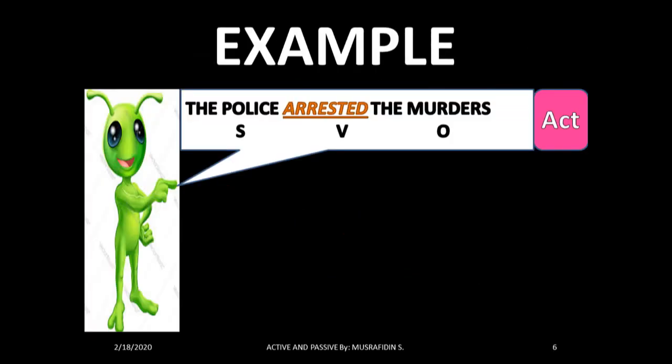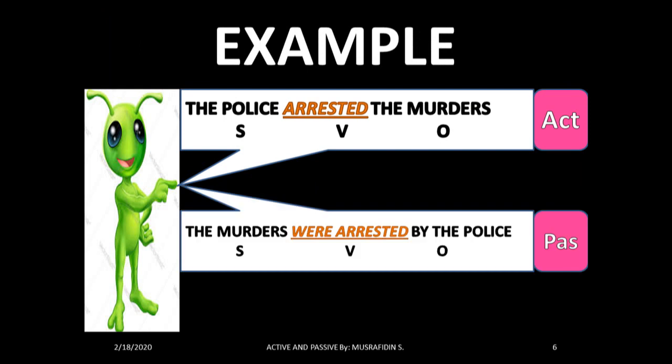For example, the police arrested the murderers. Active. The murderers were arrested by the police. Passive. Here the murderers become the subject, and arrested becomes were arrested by following our rule, and we'll talk about how we change this in the next slide by following the steps. The police, the subject, becomes the object.